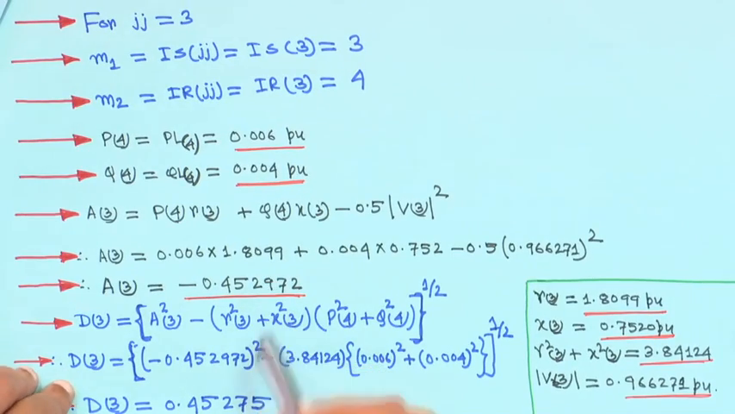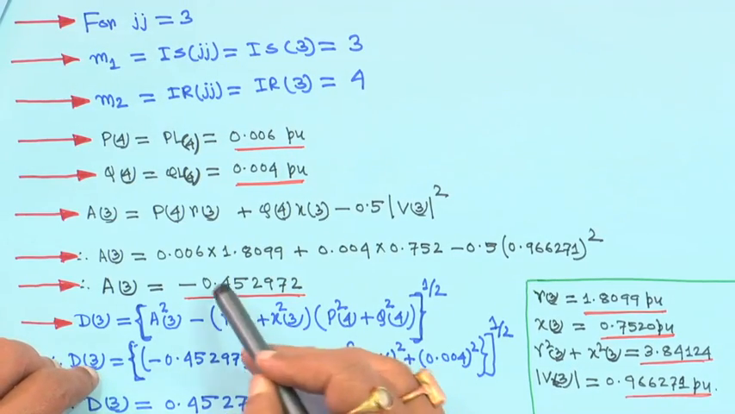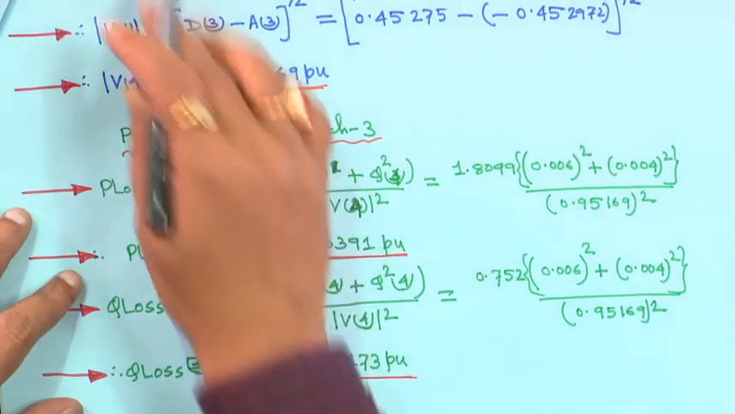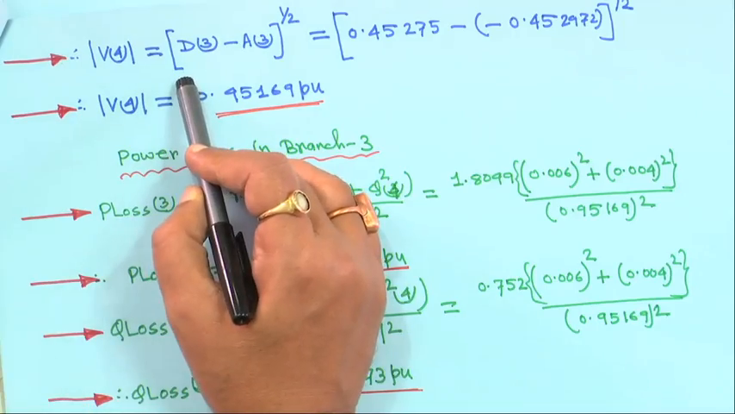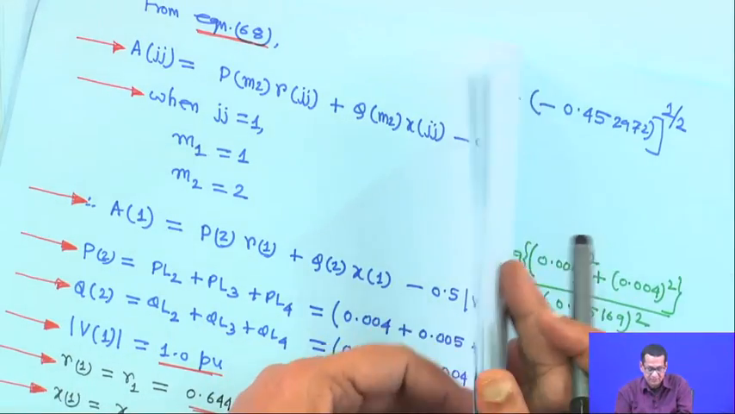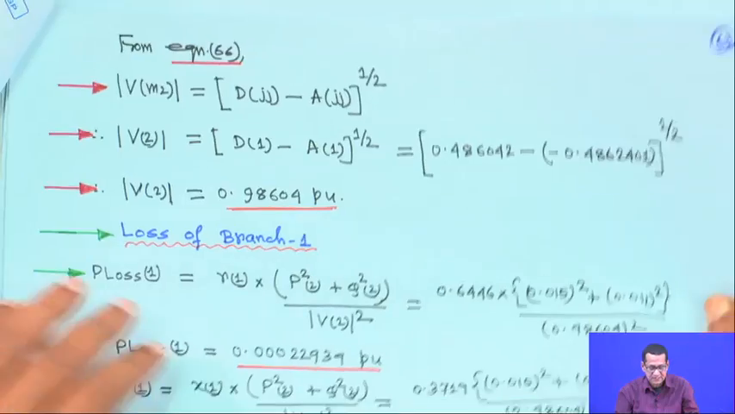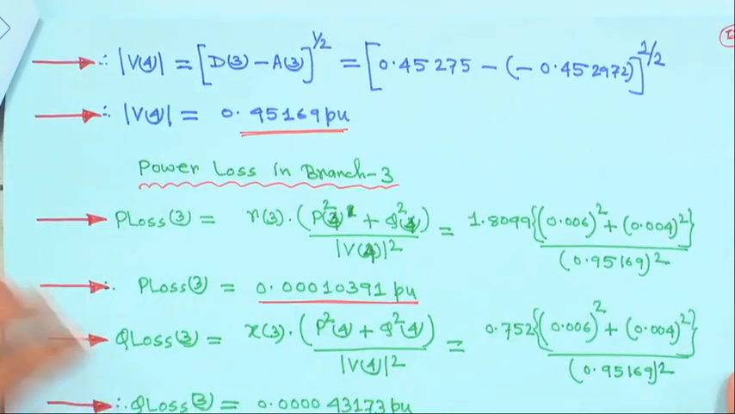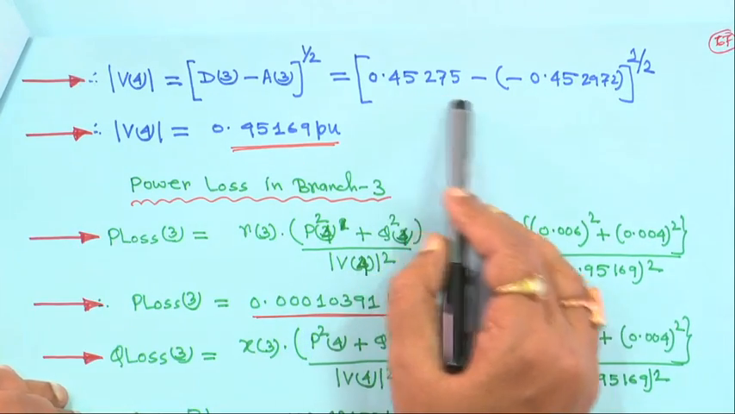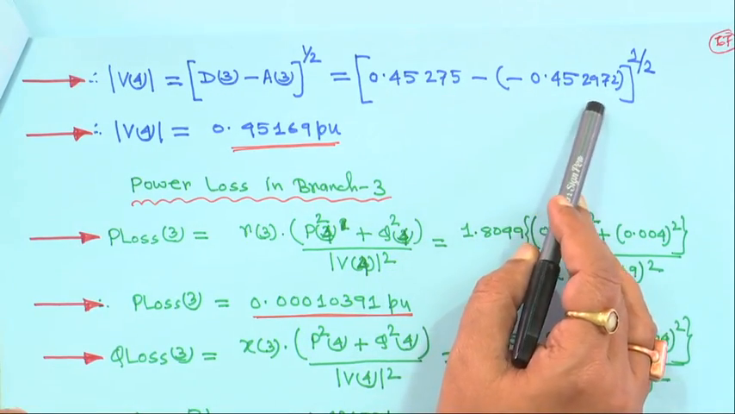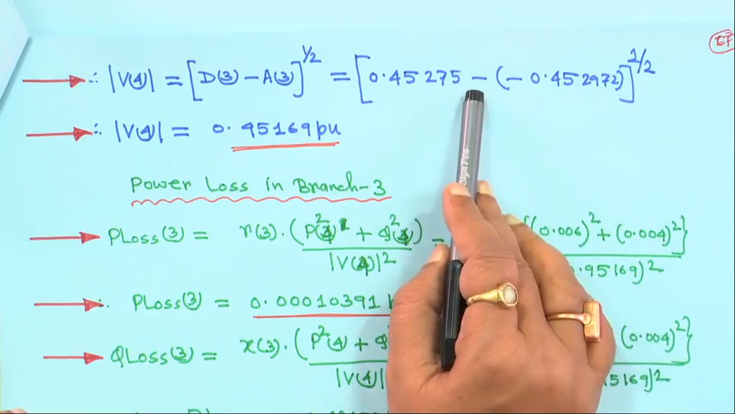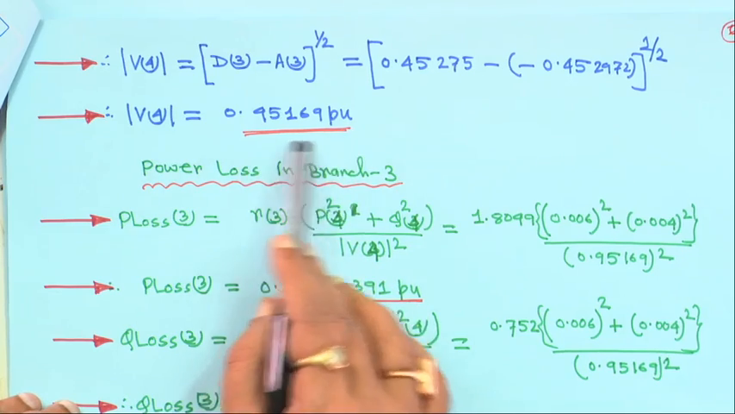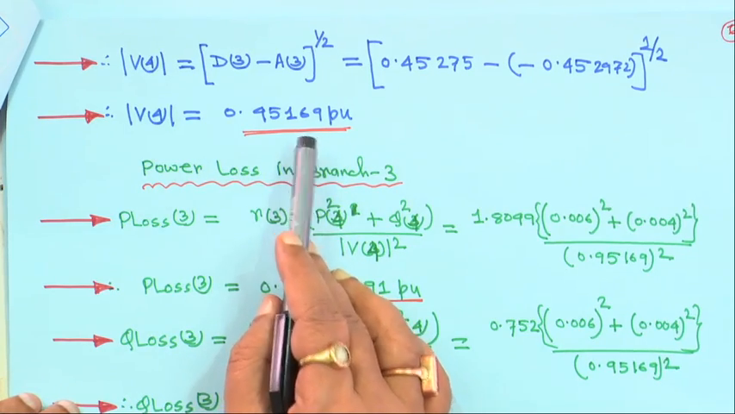Every time I told you, this and this are very close in magnitude, but here there is a minus sign. Therefore, from that voltage equation, Vjj is equal to Djj minus Ajj, that is equation 66. Here you put these two values, 0.45275 minus in bracket minus 0.452972, to the power half. So, minus minus will be plus. You simplify, and it will be 0.95169 per unit. So, this is the value of your voltage magnitude in the first iteration.